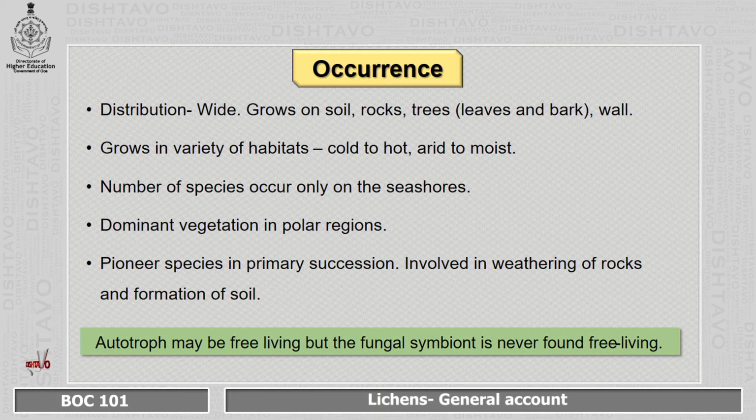Lichens are known to be the pioneer species in primary succession, as they are involved in weathering of rocks and soil formation. It is important to note here that the autotrophs, that is the alga or cyanobacterium, may be found free living, but the fungal symbiont is never found free living.